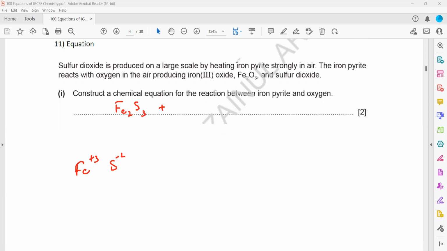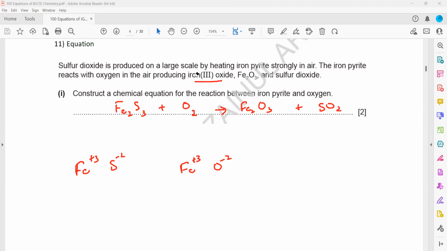Plus it is heated strongly in air. So what is it reacting with? It is reacting with oxygen. And as a result, it produces iron 3 oxide. So what will be the formula for iron 3 oxide? Iron is +3, oxygen is -2. They already gave that, Fe2O3, plus sulfur dioxide, SO2. So this is the equation.